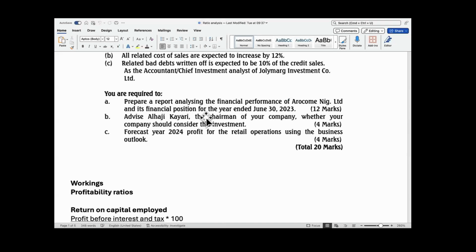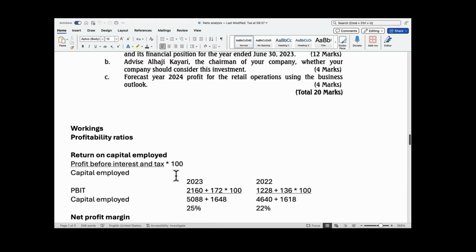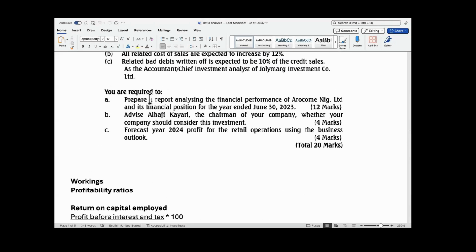Even though for this particular diet, that will be the beginning of your solution, your ability to solve and to compute these ratios. Then basically, if you look at this A part of this question, where you were asked to prepare a report analyzing the financial performance of Alcom Nigeria Limited and its financial position for the year ended June 30, 2023 for 12 marks.